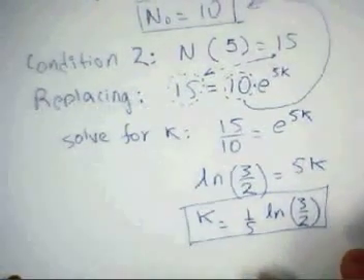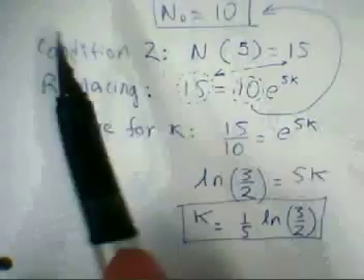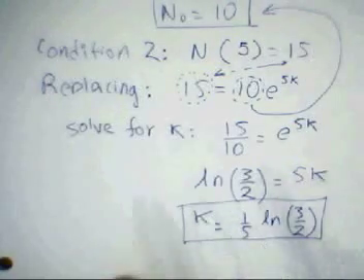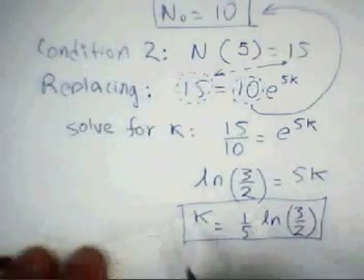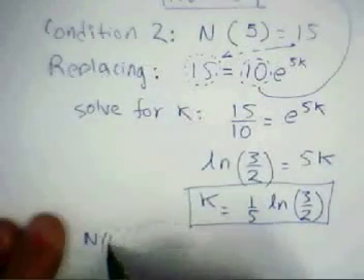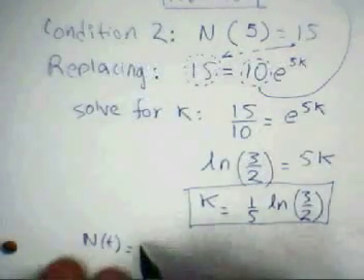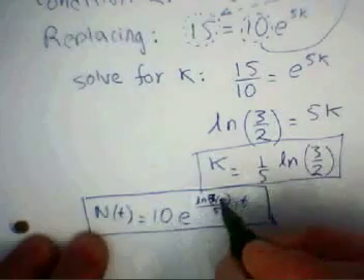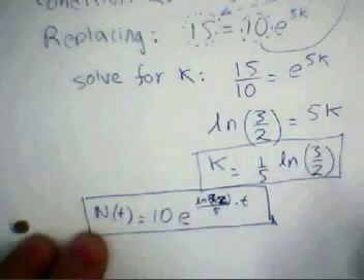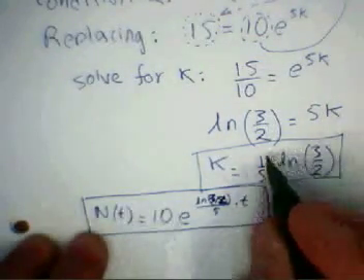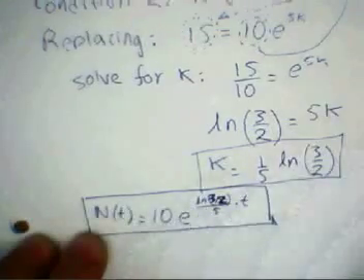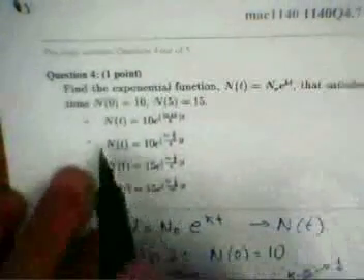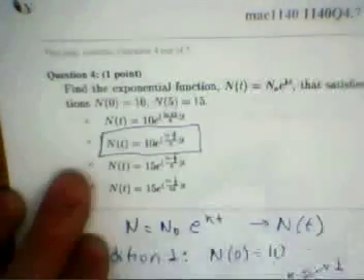We still have to do one more thing, and the additional thing that we have to do is to use this piece of information and this piece of information to find the final answer. What is the final answer? That is the expression. What is the equation? It's going to be N as a function of t equals 10 e to the natural log of 3/2 divided by 5, times t. So we just take this k and it should be put here, and then we have it right here, and that is the correct answer.